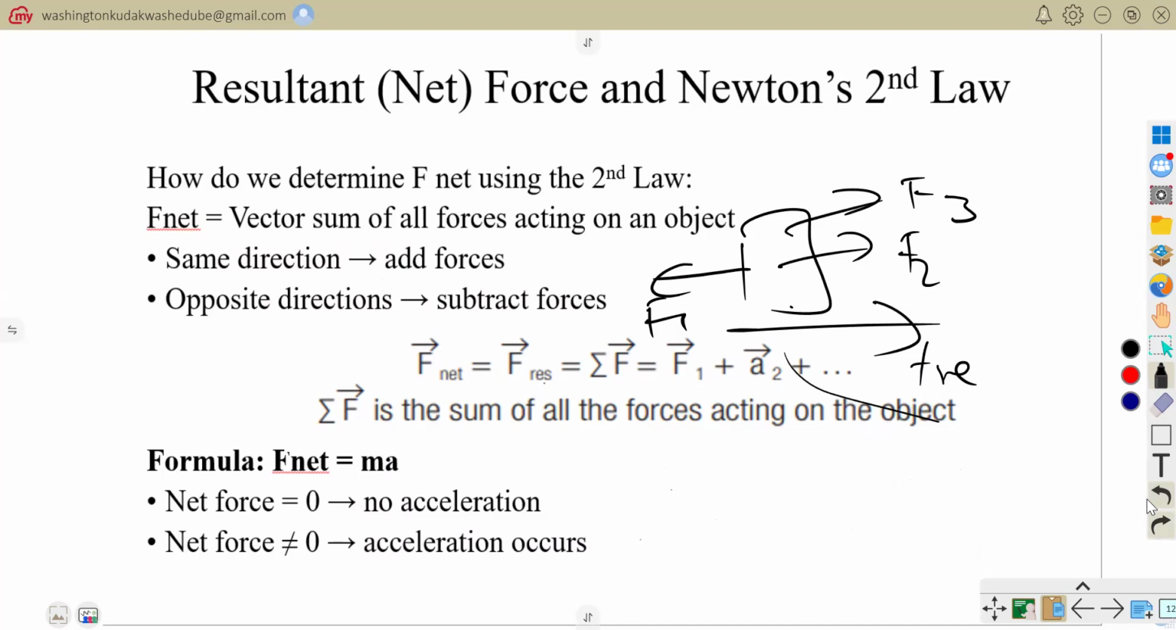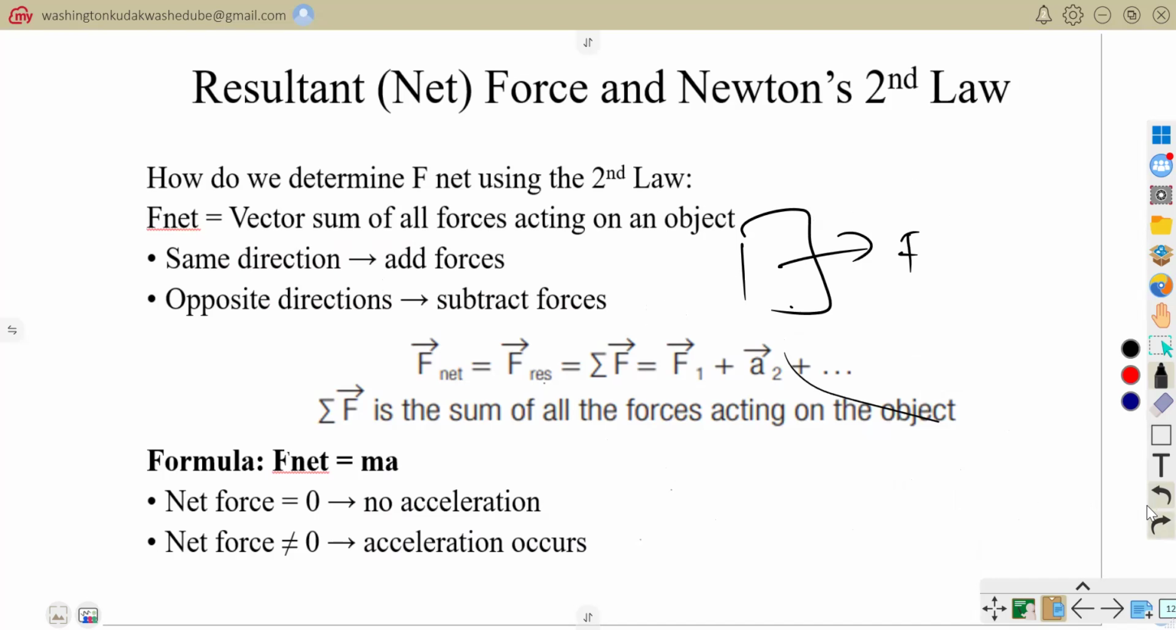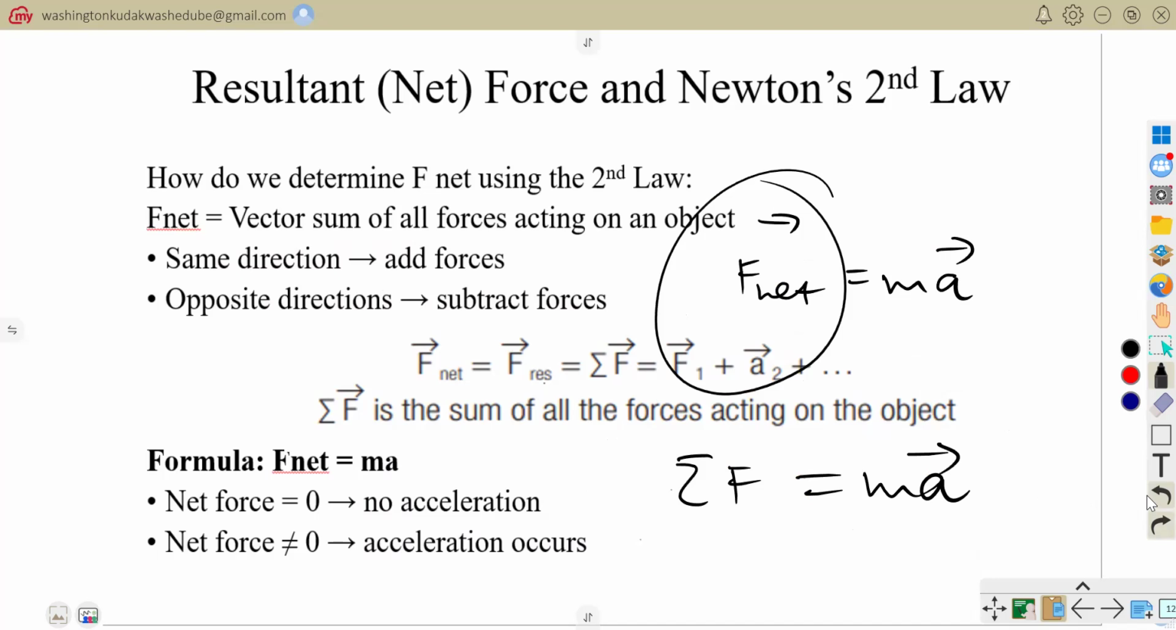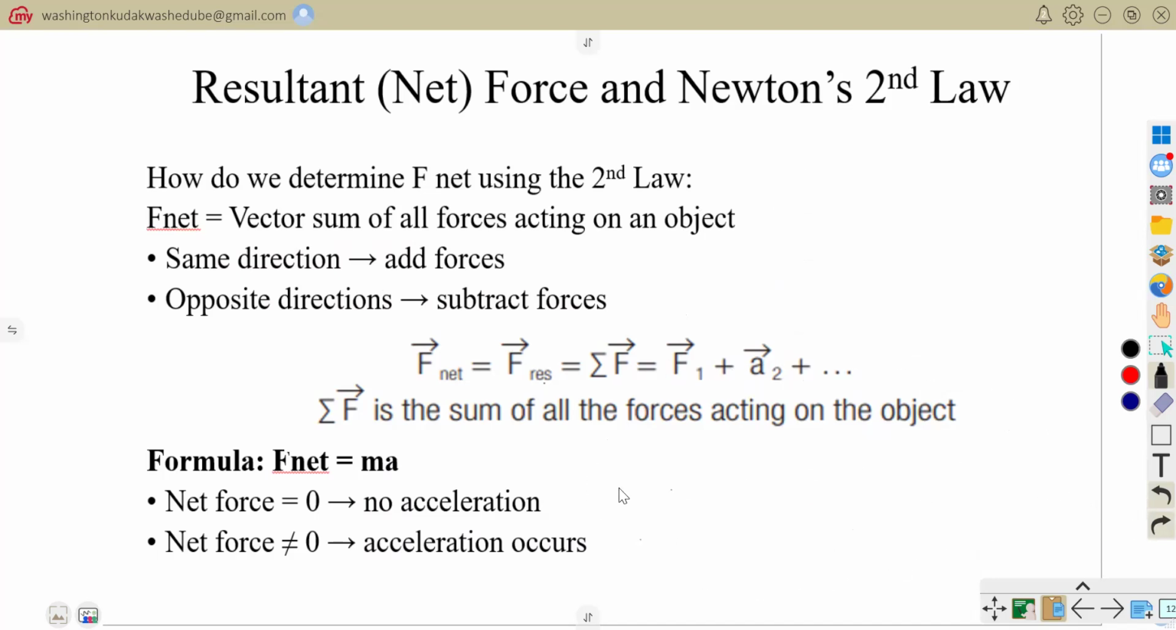Now that we understand what vector sum means, we need to look into the formulation. The net force is equal to the mass times the acceleration. From this relationship, we know that whenever the net force is equal to 0, it means that there is no acceleration. Or whenever the acceleration of a body is equal to 0, then it simply means that the net force is equal to 0.